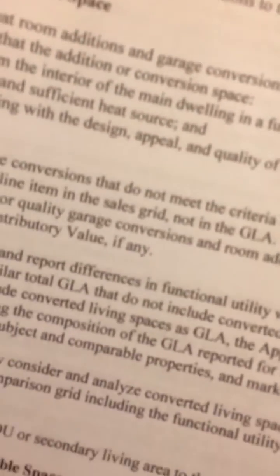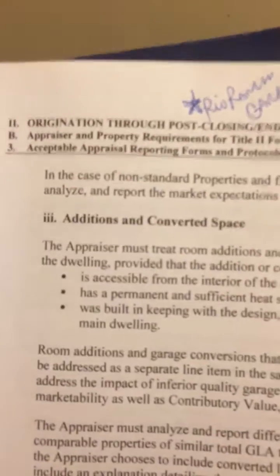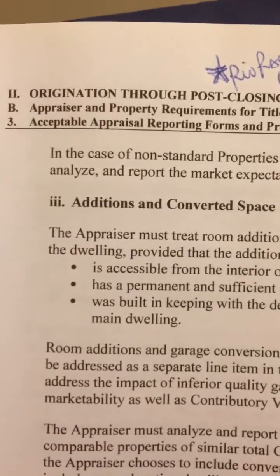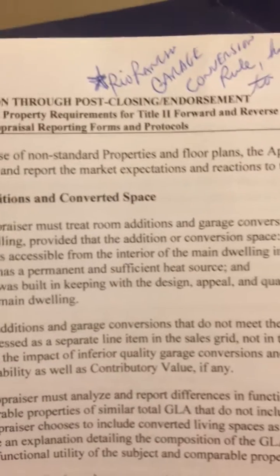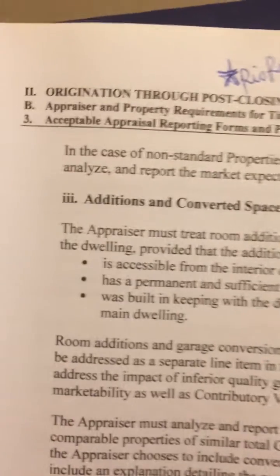FHA SFR Appraising Handbook 4000.1, page 33. Origination through post-closing/endorsement. B. Appraiser and property requirements for Title II forward and reverse mortgages. 3. Acceptable appraisal reporting forms and protocols.